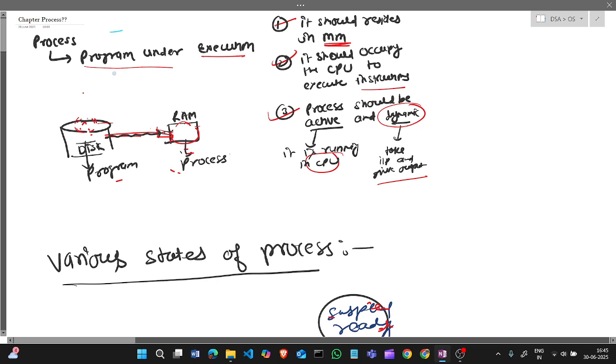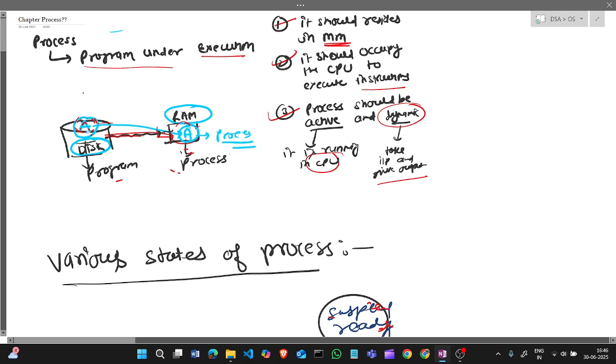What is a process? A program under execution. A program under execution is called a process. Means what? There is the secondary memory called disk, and this is the main memory called RAM. If there is a program that resides in the disk, means it is stored in the disk, and we bring this program into the main memory, then this program is called a process. If it is brought into the main memory, then it is under execution. So we call this a process.